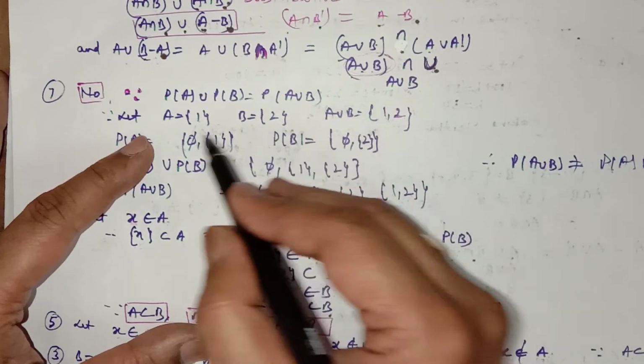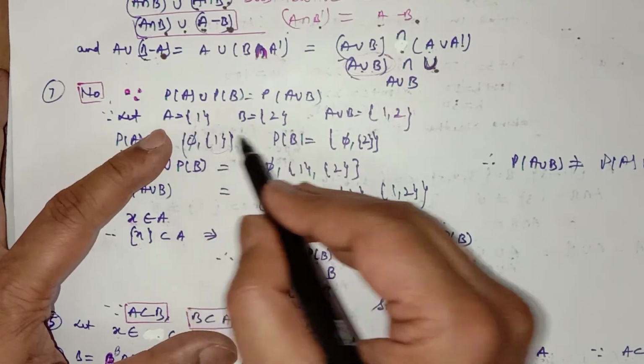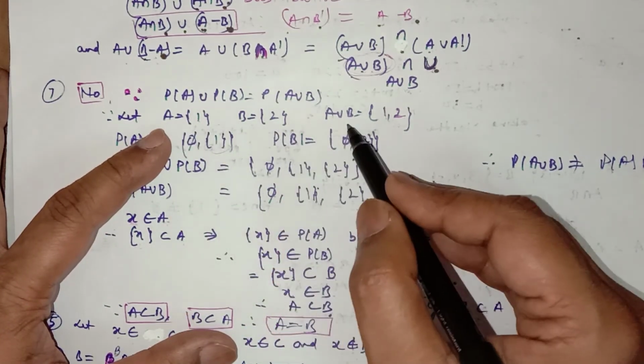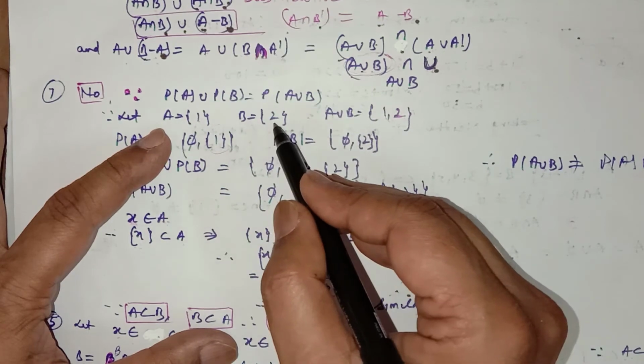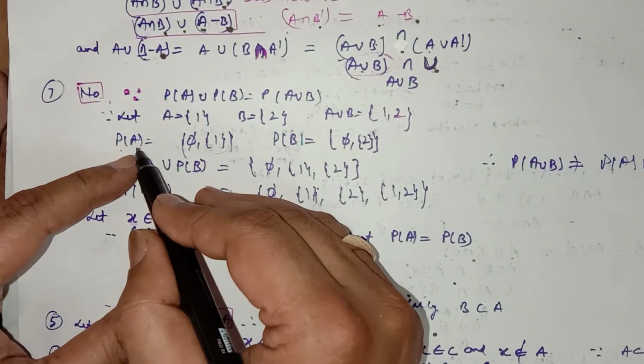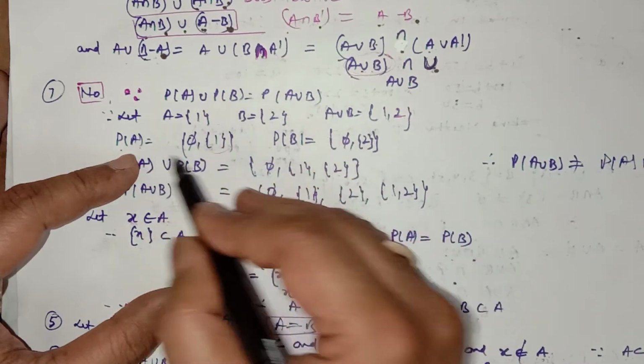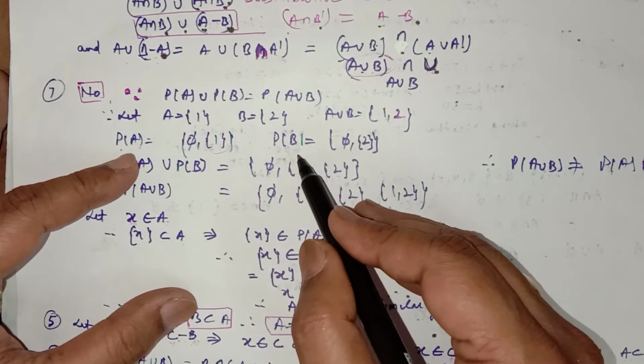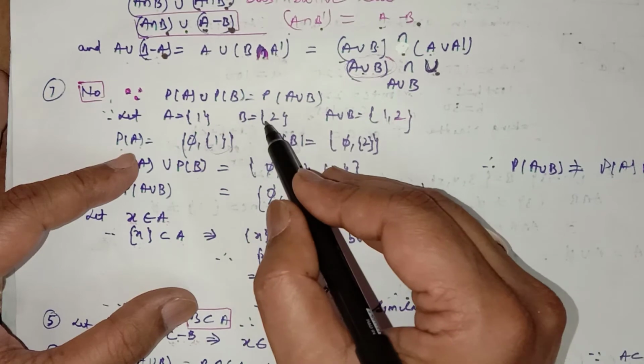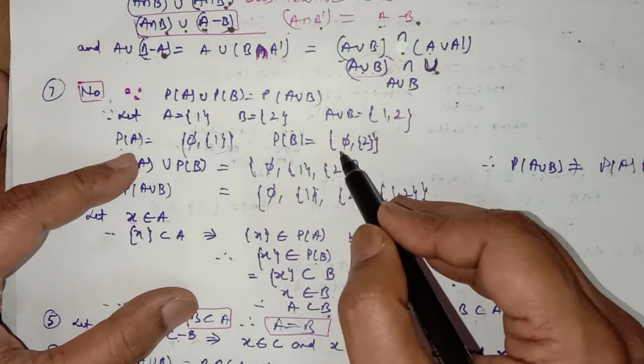So let set A contain the element 1, set B contain the element 2, and A union B will be equal to {1, 2}. Now the power set of A is the set of all subsets of A, which is {empty, {1}}. So this is the power set of A. Power set of B is the set of all subsets of B, which is {empty, {2}}.